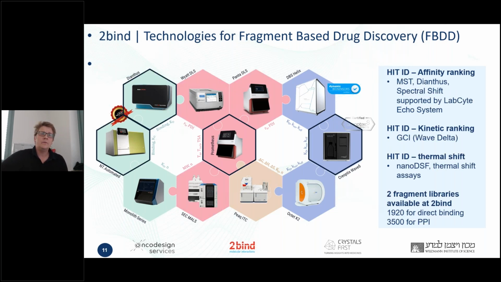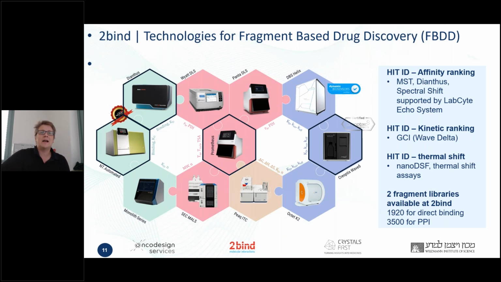In the fragment screening approach using biophysical tools, we have different options, and depending on the aim of the project, depending on the biological system the protein target originated from, but also depending on protein constructs, we can choose from different tools. We can rank according to affinity using, for example, MST, Dianthus, or spectral shift. But we could also go for kinetic ranking using the GCI, which is capable of fast on and off rate ranking. We could also go for a yes/no answer, so it's not a quantitative but a more qualitative assay in terms of readout: a thermal shift assay, modification free, and we combine that as we need.